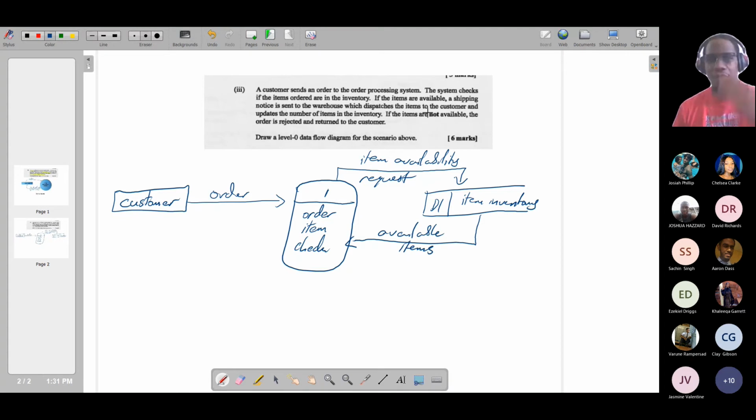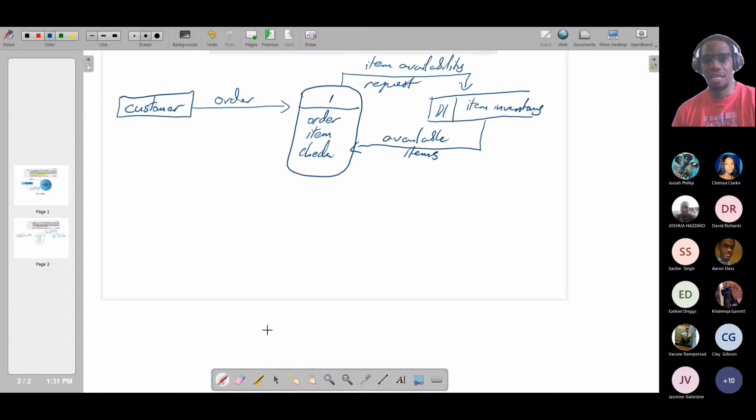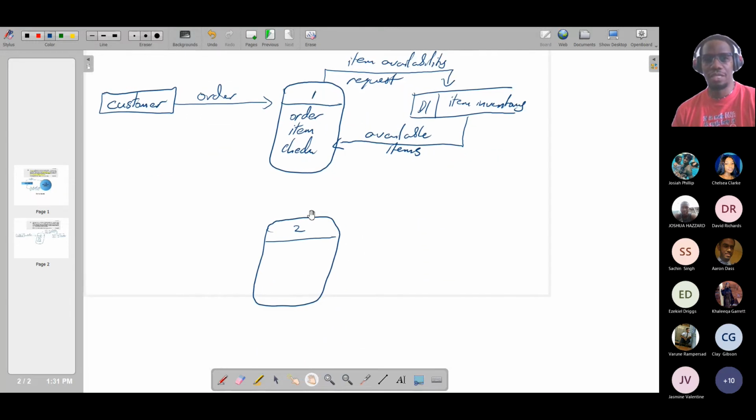If the items are available, a shipping notice is sent to the warehouse, which dispatches the items. So for the available items, we have another process, which could be shipping, right? What do we call it? Right, so the notice is sent, which dispatches the items to the customer and updates the number of items in the inventory. So this could be the item shipping process.